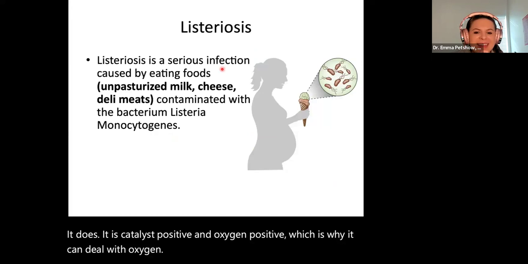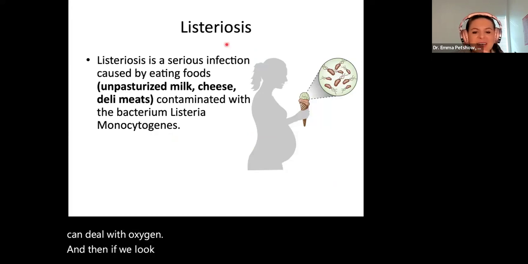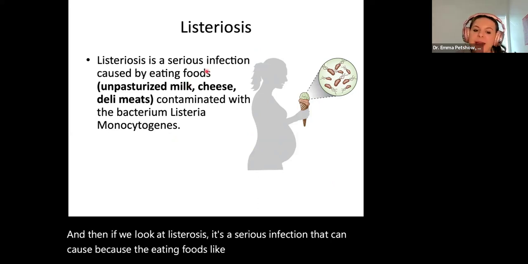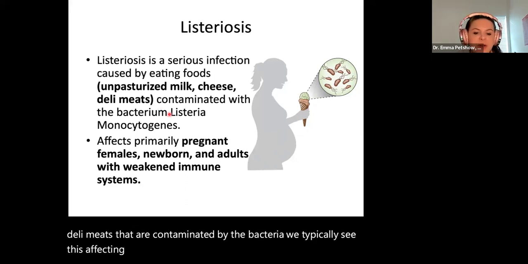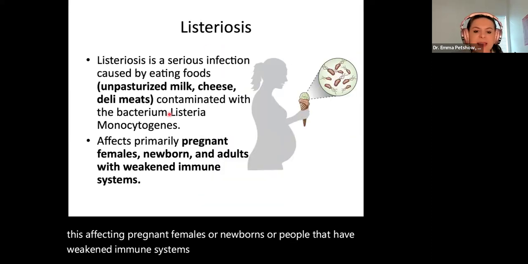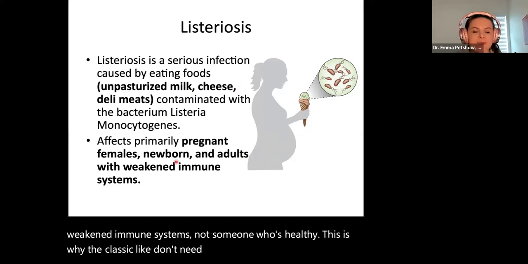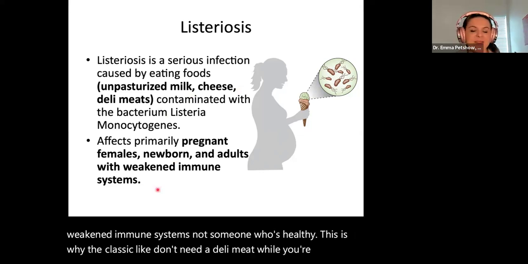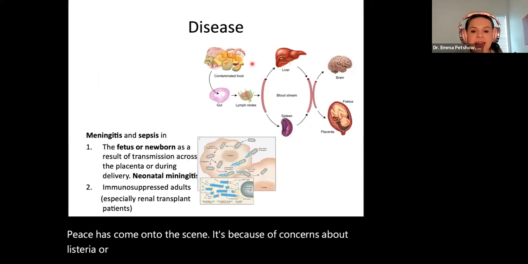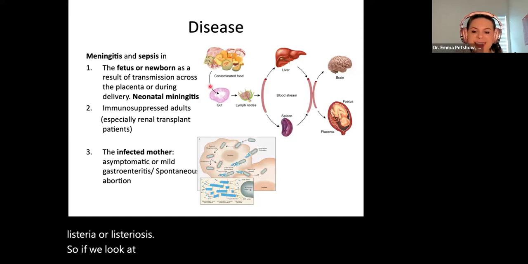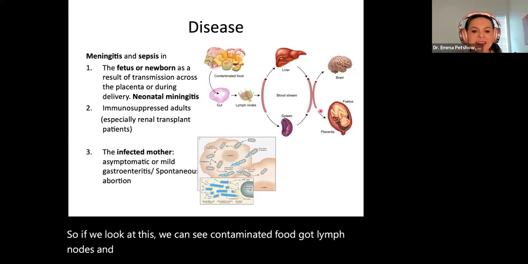And then if we look at listeriosis, this is a serious infection that can be caused by eating foods like unpasteurized milk, cheese, deli meats that are contaminated by the bacteria. We typically see this affecting pregnant females or newborns or people that have weakened immune systems, not someone who's healthy. This is why the classic don't eat deli meat while you're pregnant piece has come onto the scene, because of concerns about listeria or listeriosis. So if we look at this, we can see contaminated food, gut, lymph nodes, and then kind of this cycle here. So this could lead to a meningitis or a sepsis.